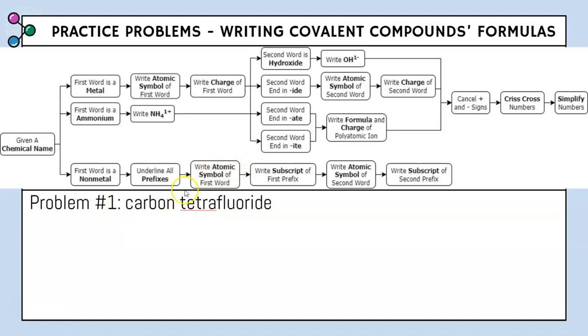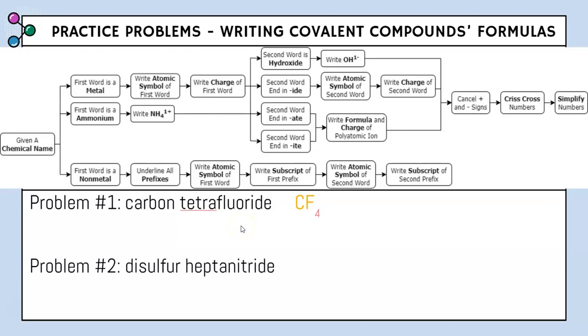We're going to write the atomic symbol of our first word. Well, carbon's atomic symbol is C. Then we're going to write the subscript of the first prefix. Now, we just said we're going to think there's mono there. Mono is one, but in chemistry, we never write ones. So we're just going to imagine we're writing a one, but there's not going to be a one because we don't write ones. Then write the atomic symbol of our second word. Well, our second word is fluoride. Fluoride is fluorine, which has an atomic symbol of F. And then write the subscript of the second prefix. Our second prefix is tetra. Tetra is number four. Therefore, our subscript is going to be four. So we have CF4 for number one.